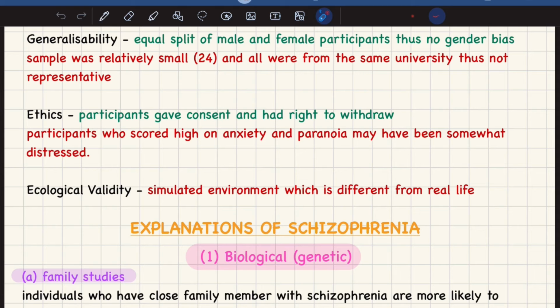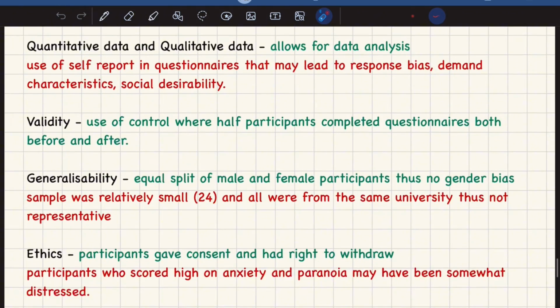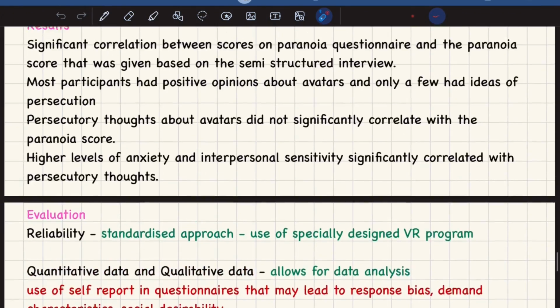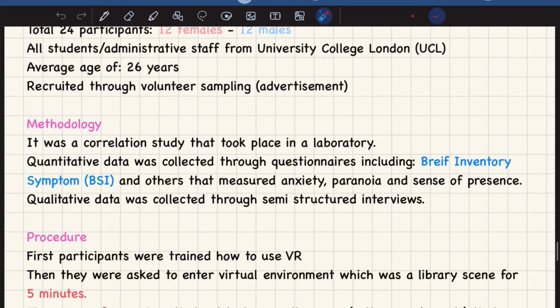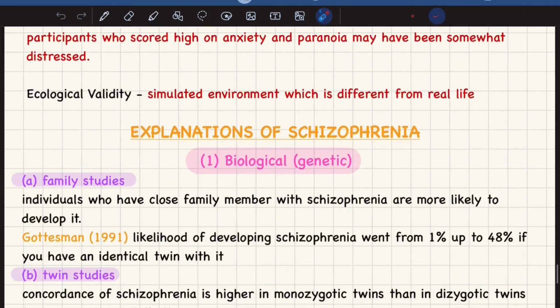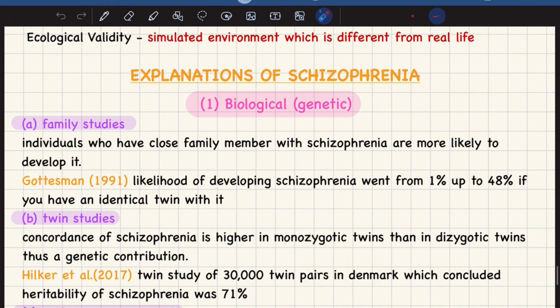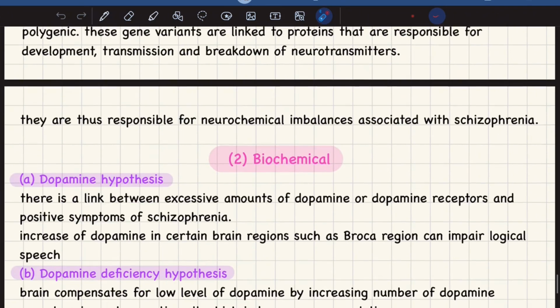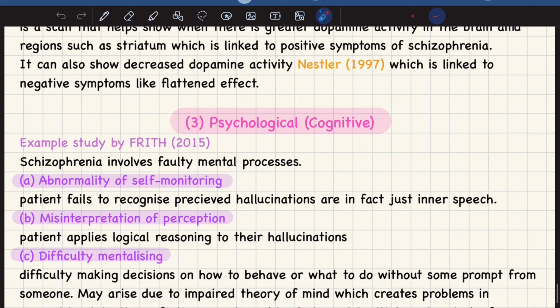So this is the whole Freeman study, and you have to learn the evaluation and the results, the procedure, and everything, because you can be questioned about this on your exam. Now, in explanations, there are 3 explanations. There's biological explanations, there's biochemical explanations, and lastly, there is psychological explanations, also known as cognitive explanations.